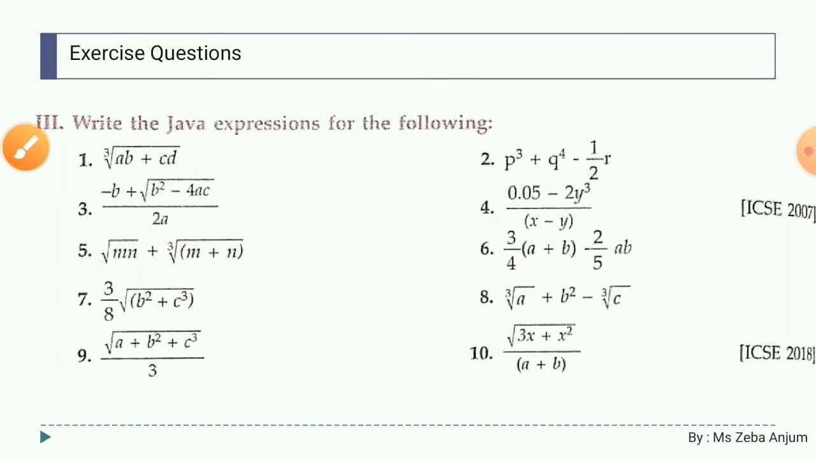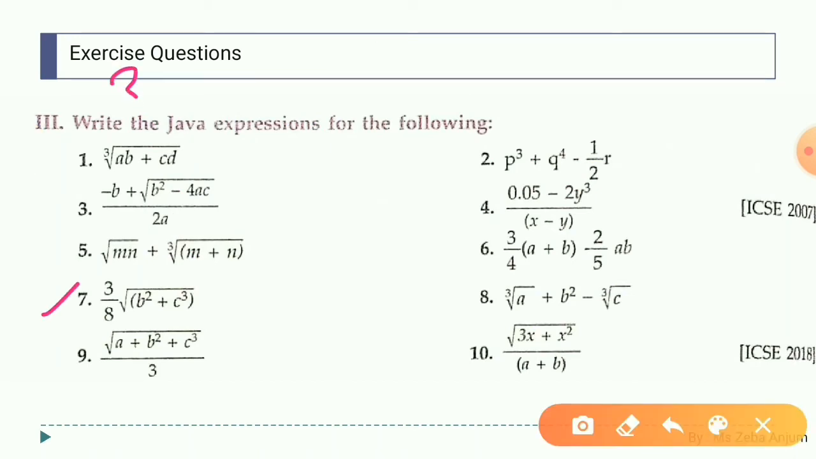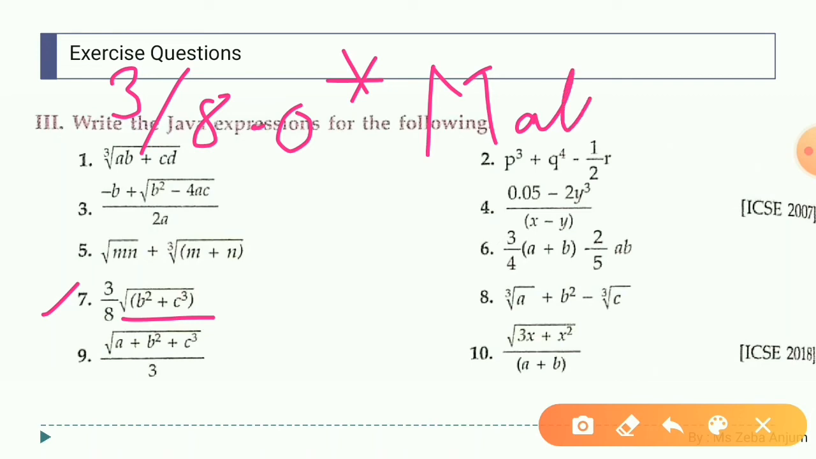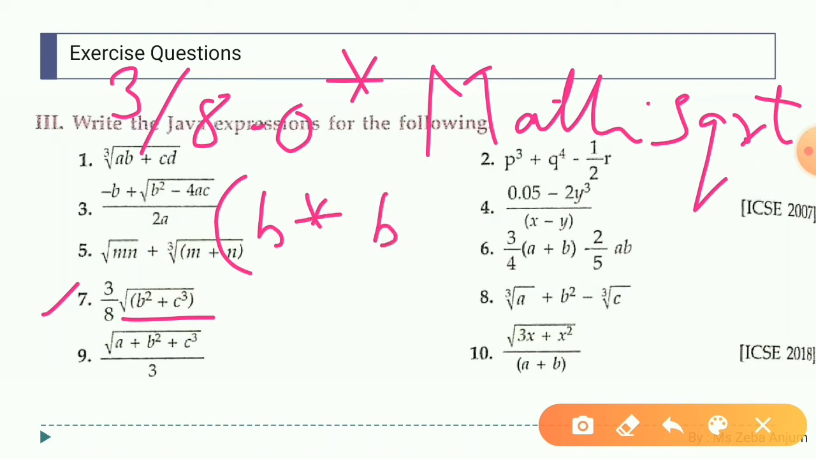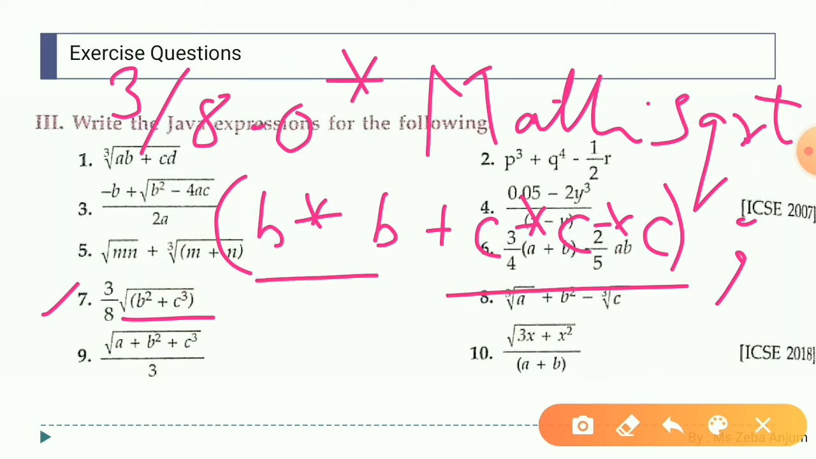Now see the seventh one, 3 divided by 8.0 multiplied by, we are having our square root function here, so you can write Math.sqrt and in brackets write b into b plus c into c into c and semicolon. You can write the Math.pow function for these two things also.